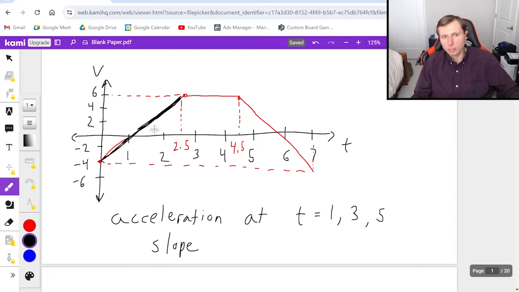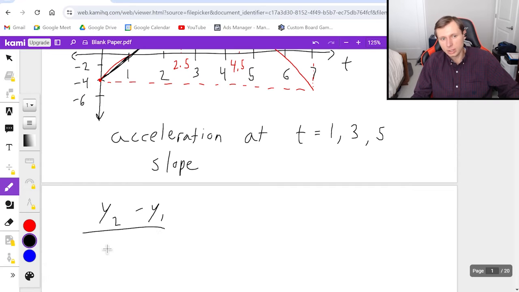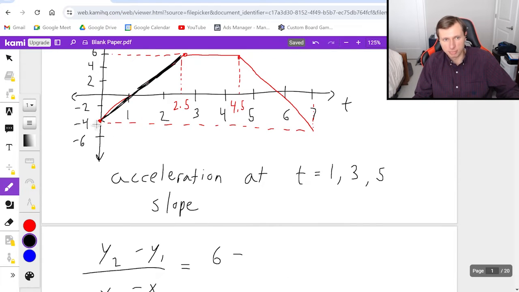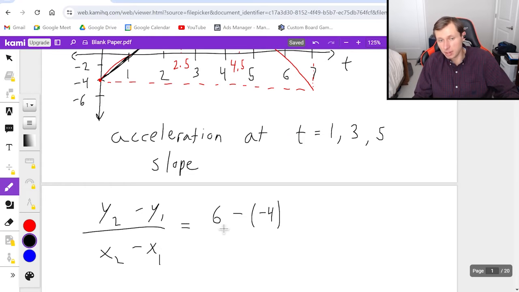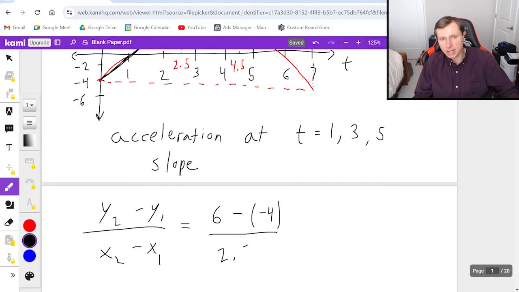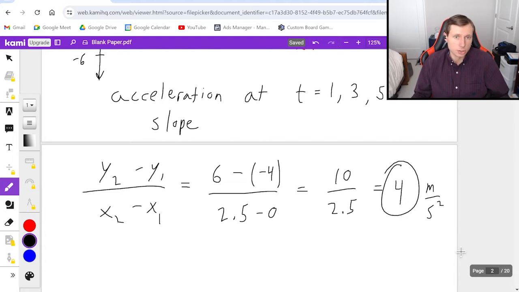So hopefully you remember the slope equation. You can either say rise over run, or you can say y2 minus y1 over x2 minus x1. I don't care which one you say. If I go with this equation, y2 is the top point 6 minus y1, which is the first point, -4. That will be a double negative. It will become 10. Divided by x2, which is 2.5, minus x1, which is 0. So it's going to be 6 minus -4, 10, divided by 2.5. Plug that in a calculator. You'll get 4. In other words, the acceleration at time 1 is 4 meters per second squared. So that's it for 1.